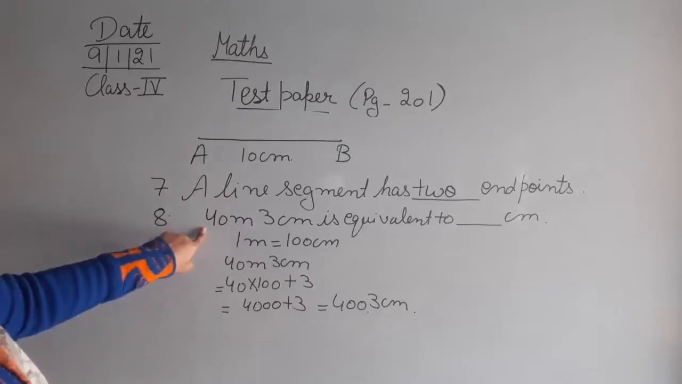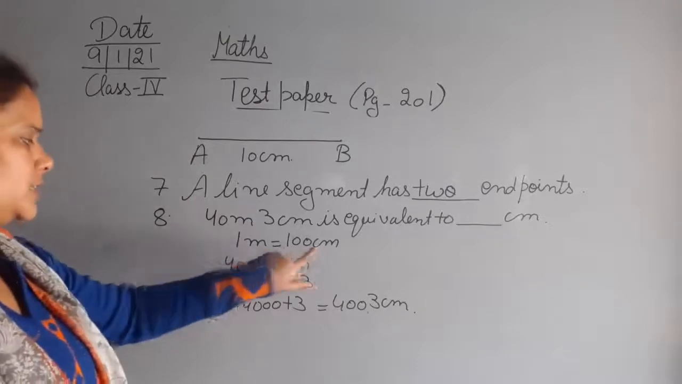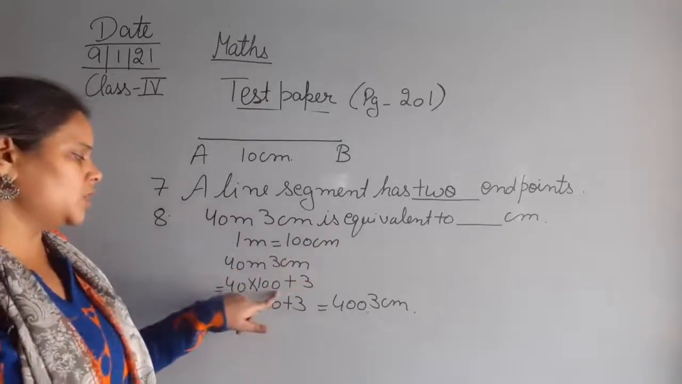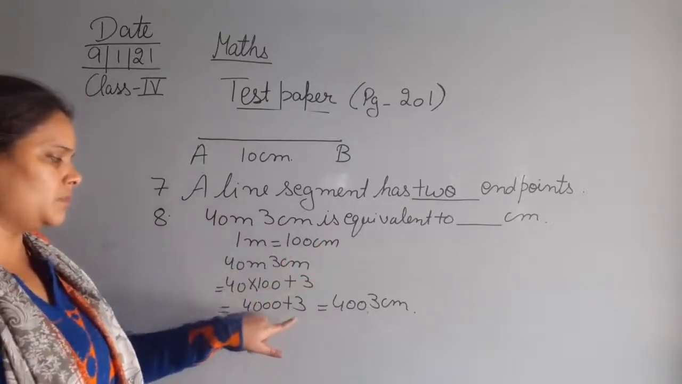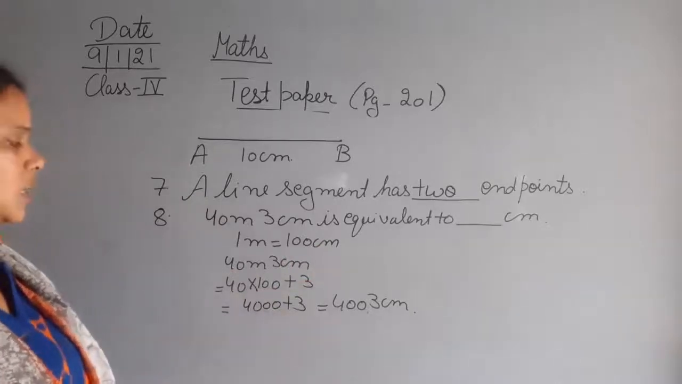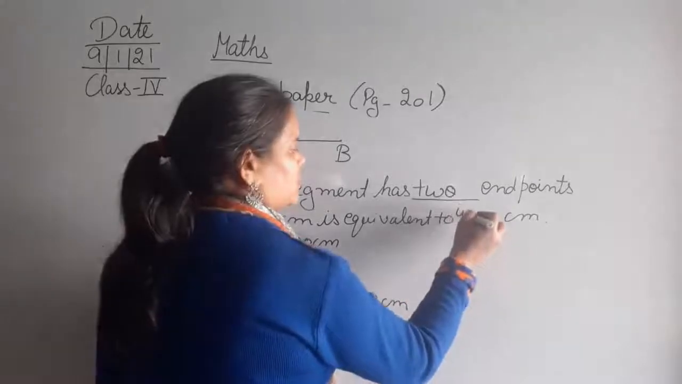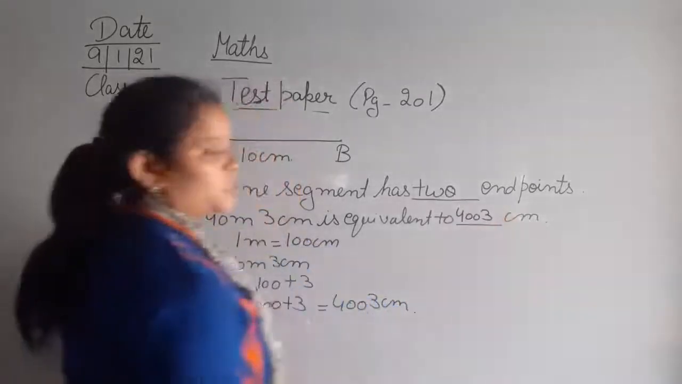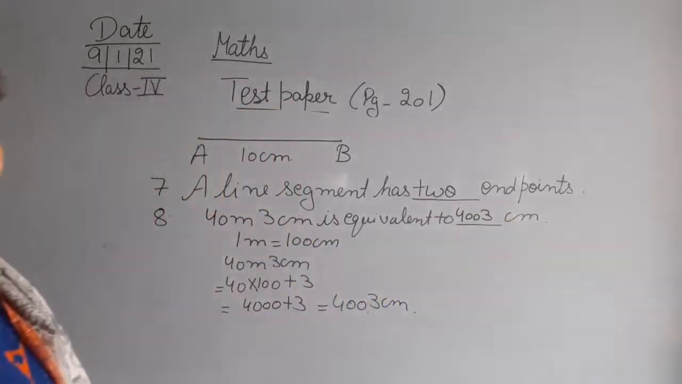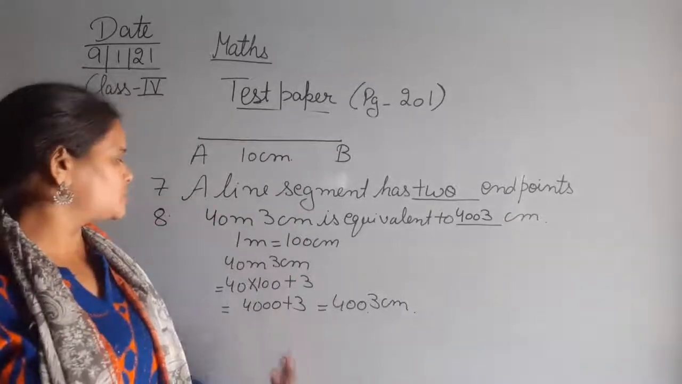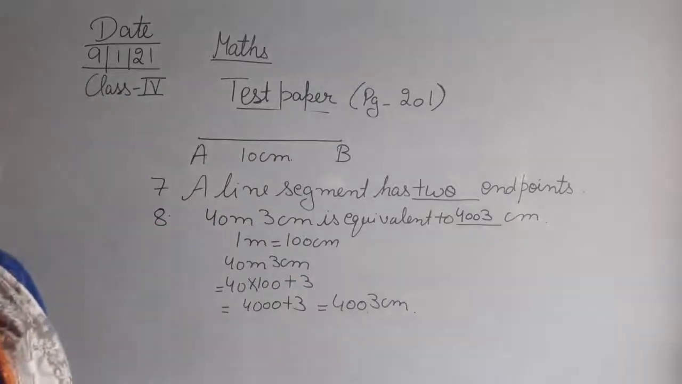देखिए यहाँ पे 40 मीटर है, 4 मीटर नहीं, it's 40 मीटर. 1 meter is equal to 100 centimeter. 40 meter will be equal to 4000 centimeter plus 3, that is 4003 centimeter. So यहाँ हम लिखेंगे 4003 centimeter. Okay, so this was the solution from the test paper.